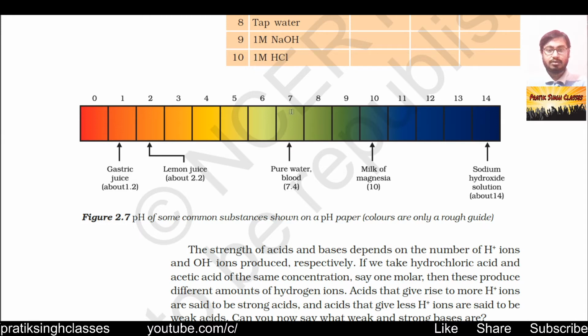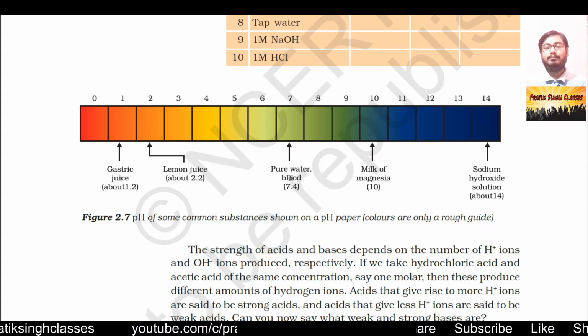So pH 7 is the pH of pure water. For blood, it is 7.4. What really happens is that the water available, if it is pure, will have a pH value between 7.1 and 7.6.